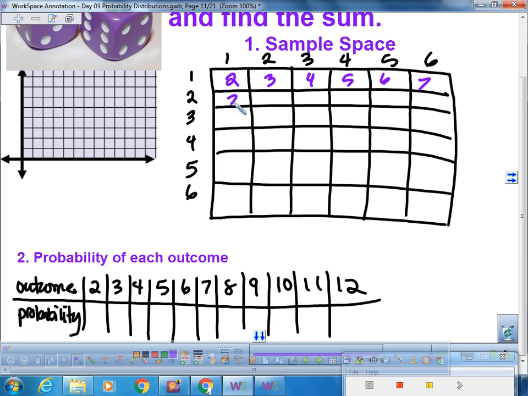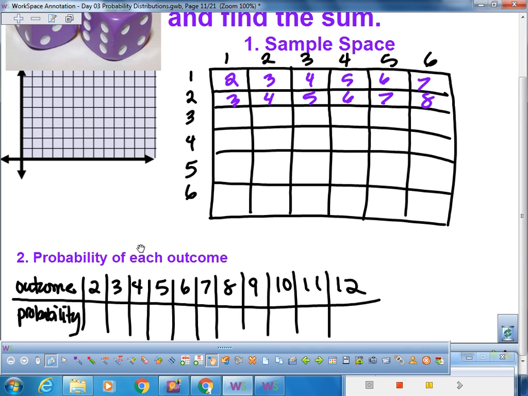And the 2 and a 1 would be 3, 4, 5, 6, and so on and so forth. Okay? You guys can fill out the rest of this? Okay? What would be the probability of getting a 2? One in how many?